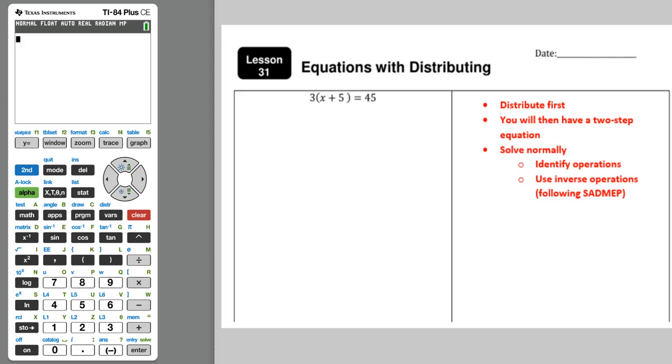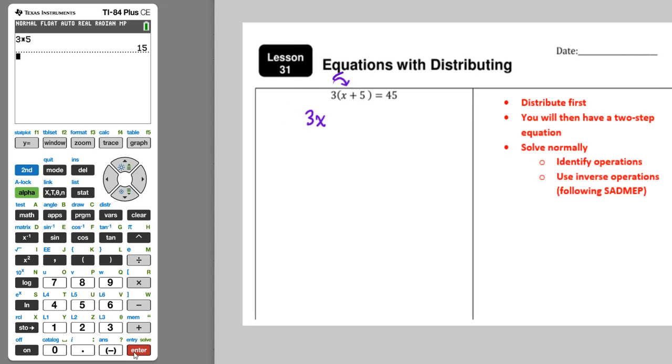If you recall, distributing really is just a fancy word for multiplying, and I'm multiplying across a set of parentheses. So here I'm going to do 3 times x, and I'm just going to write that as 3x. And then I'm going to do 3 times 5, and I'm going to get a positive 15. And now I have a two-step equation.